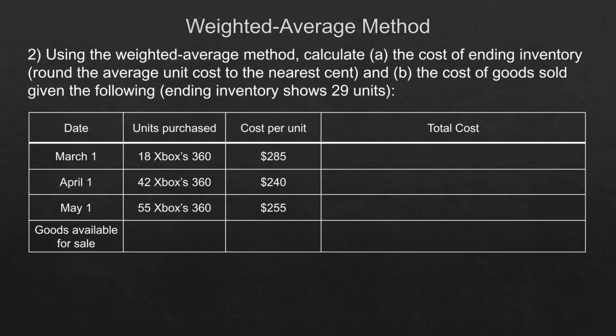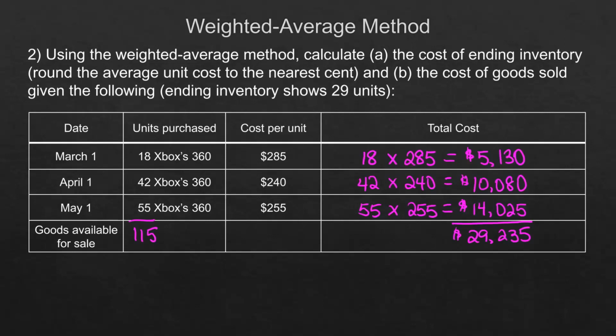Now, these are the same numbers from the previous chart, so you can always just copy those over if you want to. I'm going to just pause for a moment and put those on there, and then I'll come back. Okay, so I put all the numbers on the chart just to save a little bit of time. Total cost was $29,235, and there were a total of 115 X boxes.